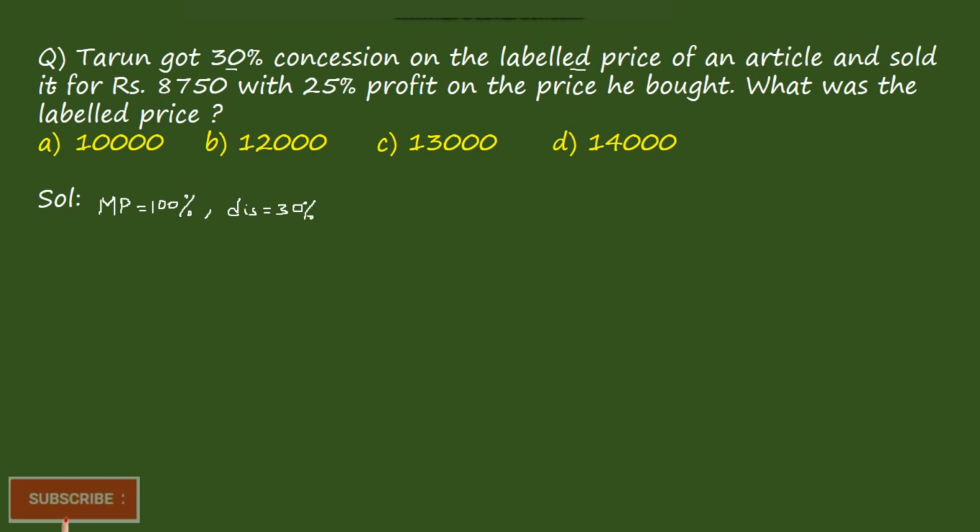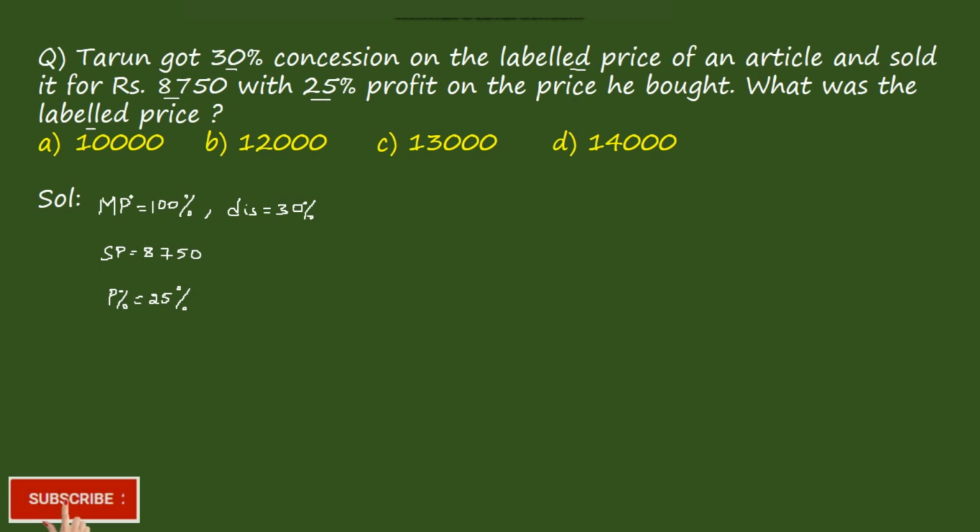It has been given, right? Again they are saying that it was sold at rupees 8750. So again he sold it at a selling price equal to 8750, right? Again they are saying 25% profit on the price. So the profit percentage is given as nothing but 25%, right?